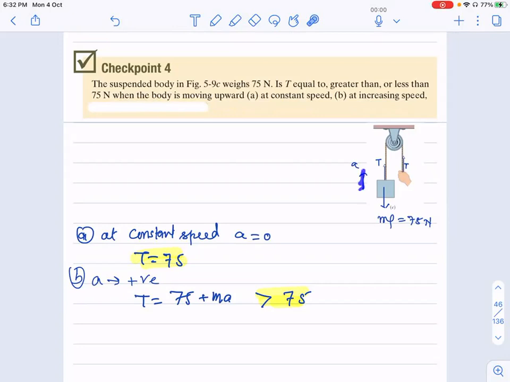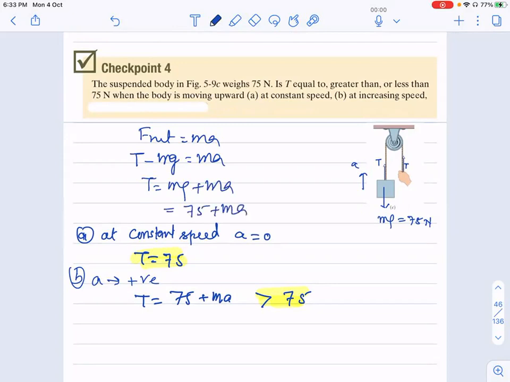The body is moving upward, we make the FBD. This much is the FBD of the free body of the block. तो उसके लिए equation लिखेंगे F net is equal to ma. Since it is going up, the upward force is the tension T minus the opposite force mg is equal to m into a, or T will be mg plus ma. So mg is 75 plus ma.